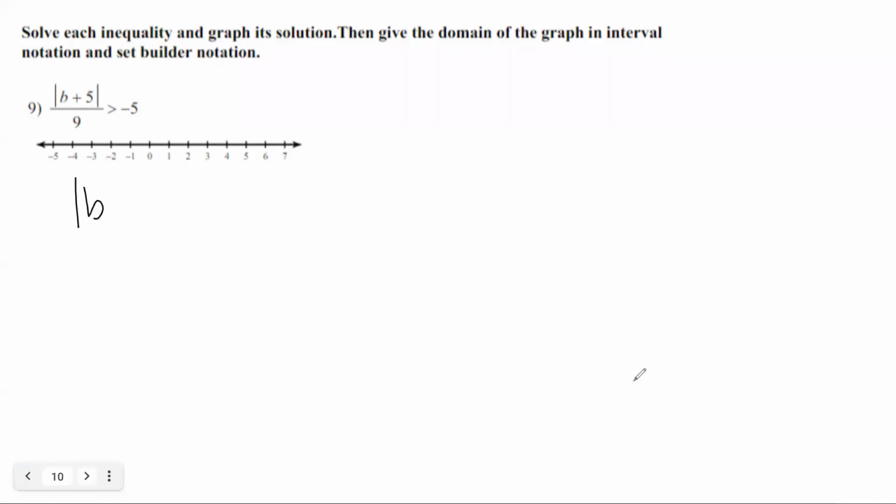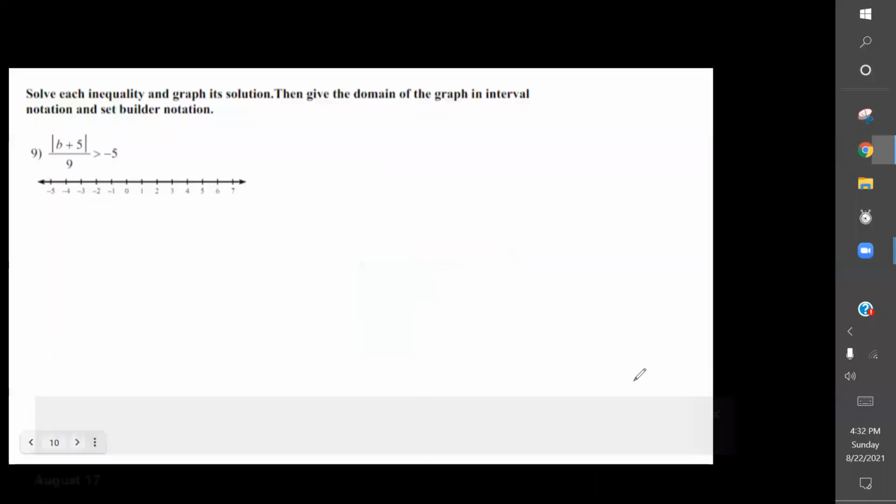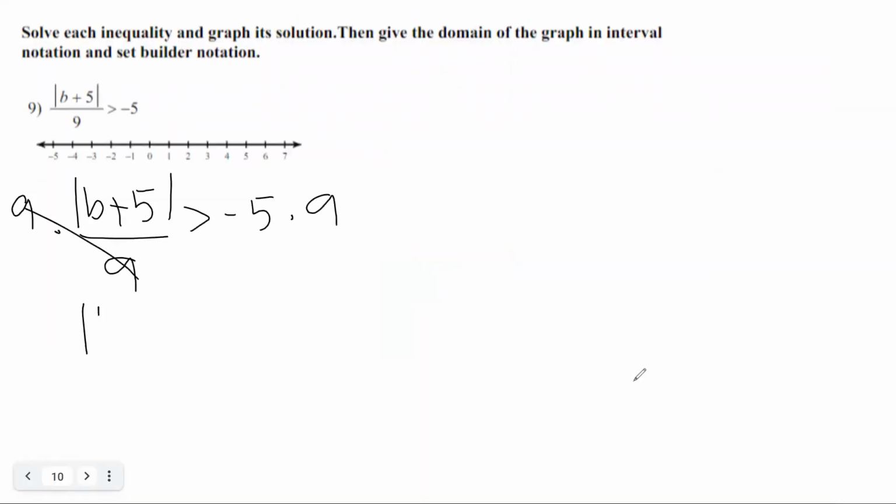Okay, here's our next one. The absolute value of b plus 5 over 9 is greater than -5. All right, greater than -5. I want to isolate my absolute value. I'm going to multiply by 9 on both sides. I have the absolute value of b plus 5 is greater than -45.